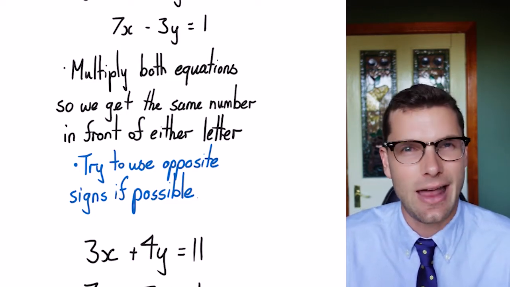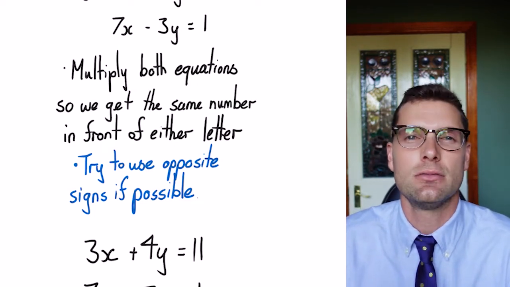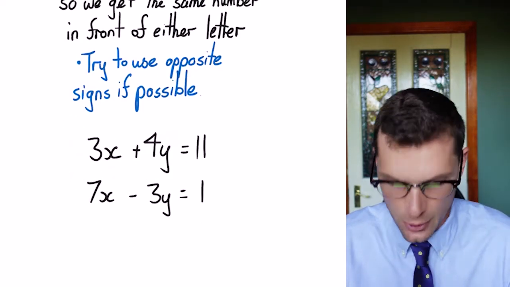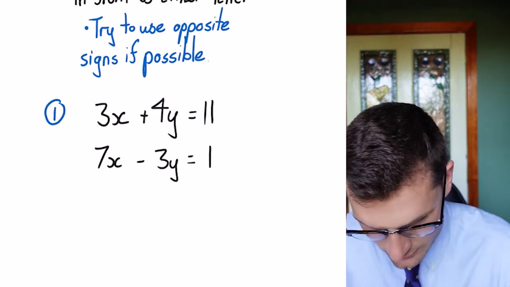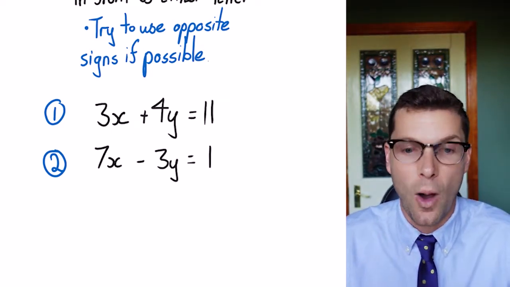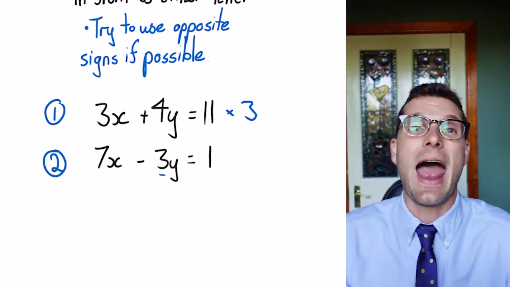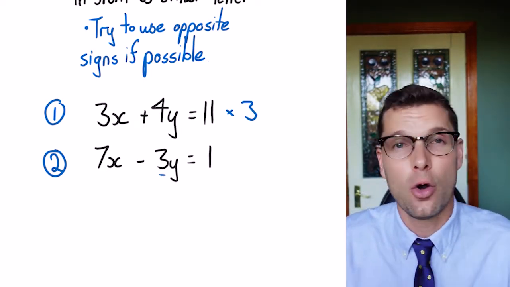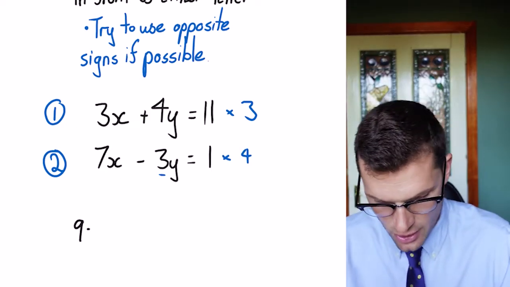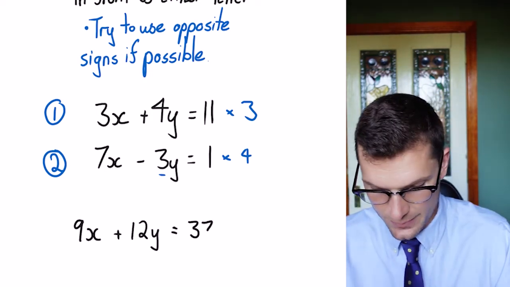You'll find here that labeling is really important. I know that feels like something that's a bit trivial sometimes, but if you do it, I guarantee you're going to pick up extra marks as we go. So I'm going to call this one 1 and this one 2. And what I've got to do is multiply all of 1 by 3. So I'm going to times this whole thing by 3. And at the same time, I'm going to multiply all of 2 by 4. So this means that I've got 9x plus 12y equals 33.